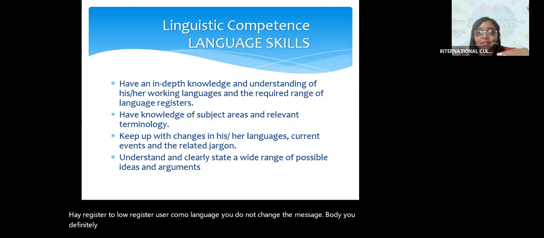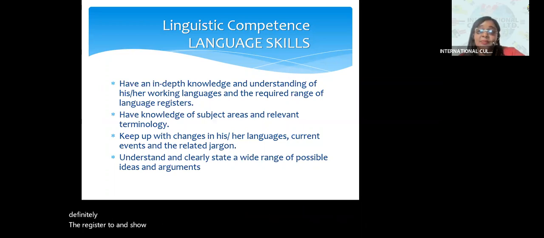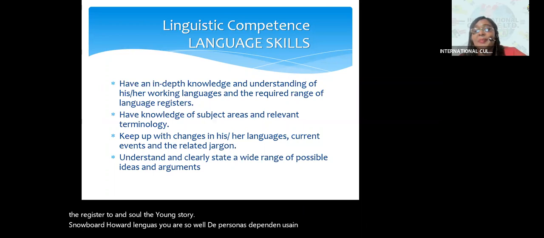You do not change the message, but you definitely adapt the register to ensure that you are understood, because it's not about how good of a linguist you are. It's about how well the person who's depending on you is able to comprehend what's happening in that courtroom. Can you help me with that, Gio?